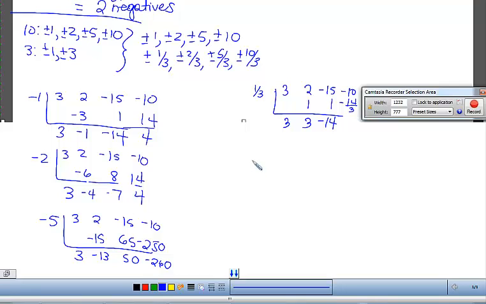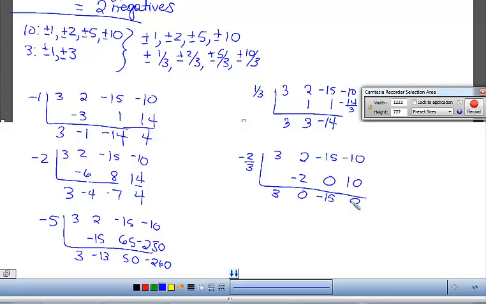Okay, negative 2/3. All right, I'm going to bring down 3. 3 and negative 2/3 gives me negative 2. And 0 and negative 2/3 is 0. Gives me negative 15. Negative 15 and negative 2/3 gives me 10. Very nice. And so we get 0. Okay. So what does that tell us?